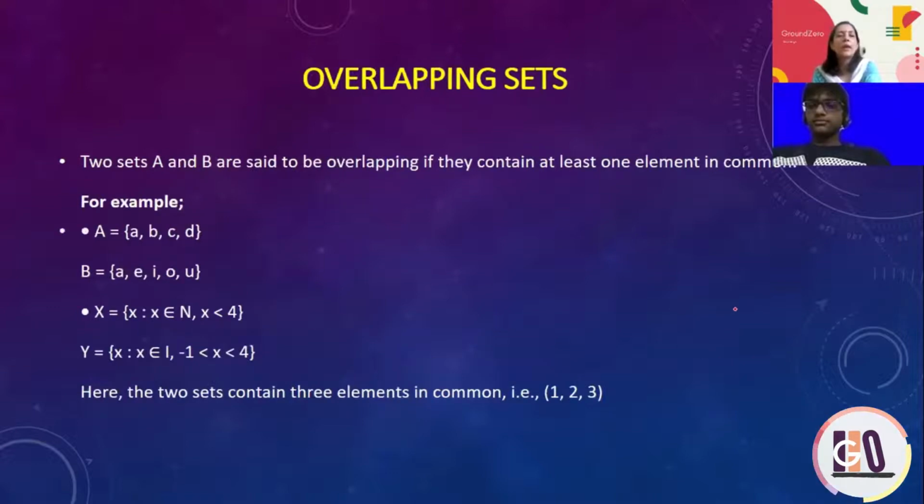Now overlapping sets. What is overlapping? A and B are said to be overlapping if they contain at least one element in common.